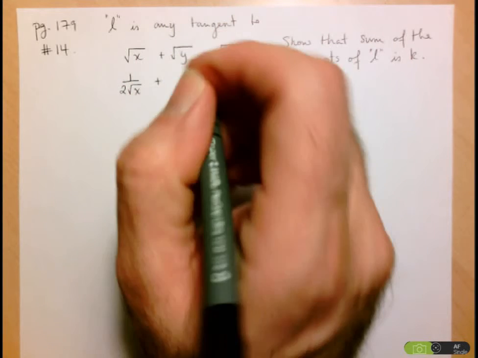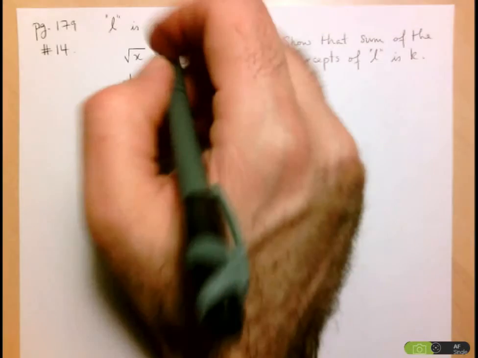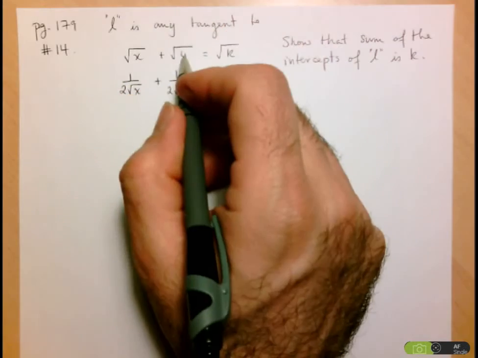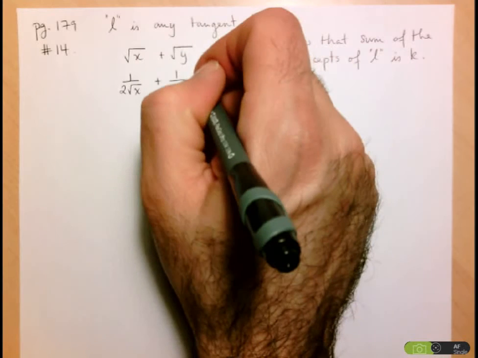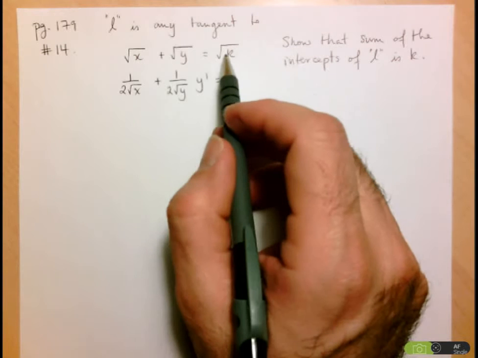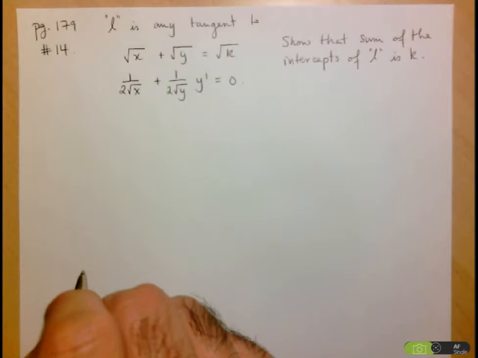Okay. And then here, first we have to take the derivative of root y with respect to y. So 1 over 2 root y times the derivative of y with respect to x, which I'll denote as y prime. And then here, k is just a constant, so is root k, so the derivative of the right-hand side is just equal to 0.